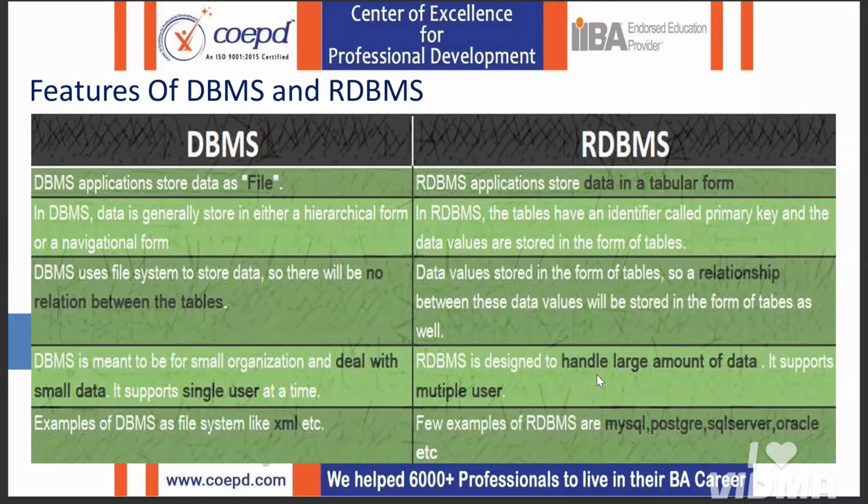While coming to RDBMS, it is designed for large scale systems and can handle large volumes of data. It supports multiple users simultaneously, and at the same time redundancy is minimized using normalization and relations between the tables in the database. For example, MySQL, PostgreSQL, SQL Server, Oracle, SQLite. These are the examples of RDBMS.